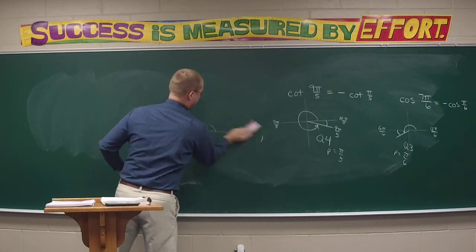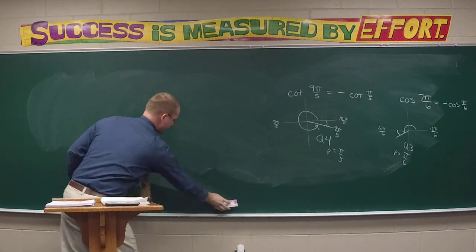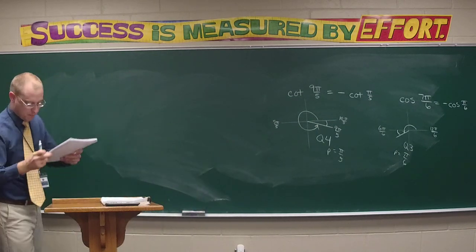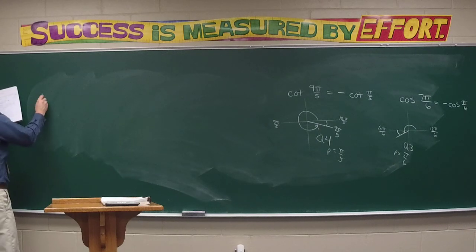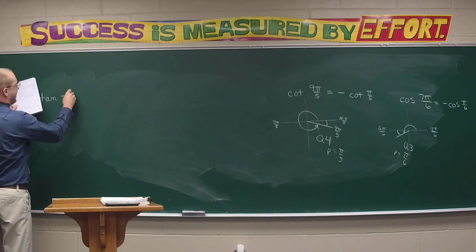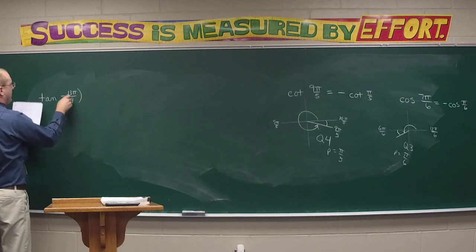Let's do a few more together, and then I'll have you try some on your own. But I feel like it's starting to click. I told you it's going to start clicking any second now. But let's mess you up here. Oh. Tangent of negative 13 pi over 9.